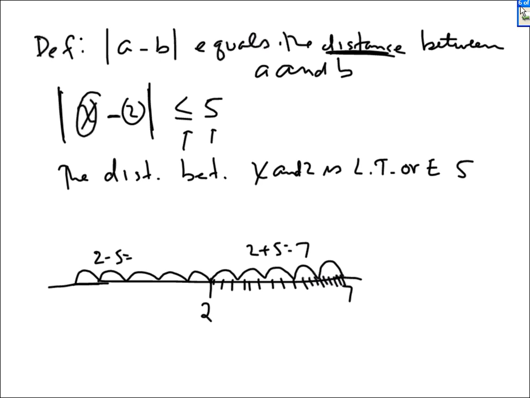2 minus 5 is negative 3. If you don't like that, 1, 0, negative 1, negative 2. Like I said, negative 3. X can be anywhere up to 5 away from 2, either to the left or to the right.